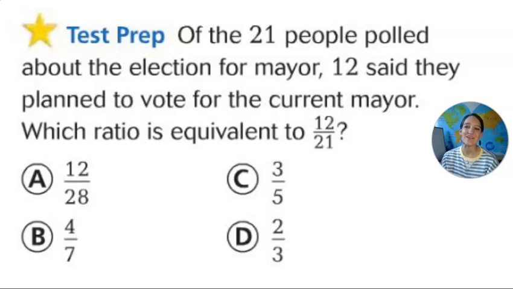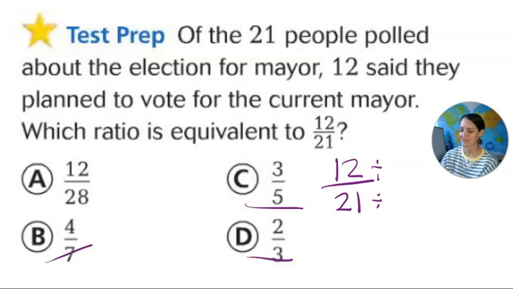Last one, of the 21 people polled about the election for mayor, 12 said they plan to vote for the current mayor. What ratio is equivalent to 12 to 21? 12 to 21 seems pretty big, and these are all kind of smaller ratios. So I'm going to simplify and see what happens when I simplify 12 and 21.